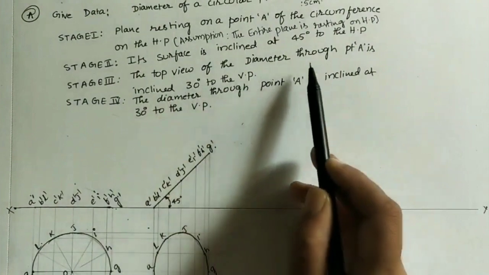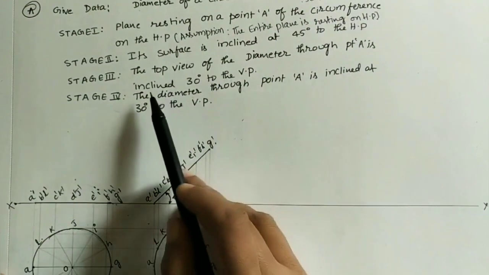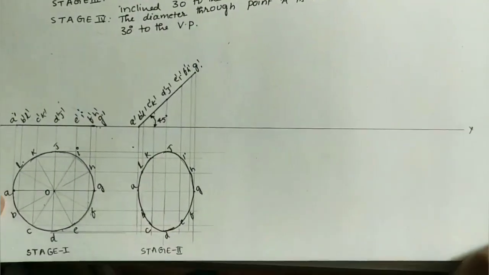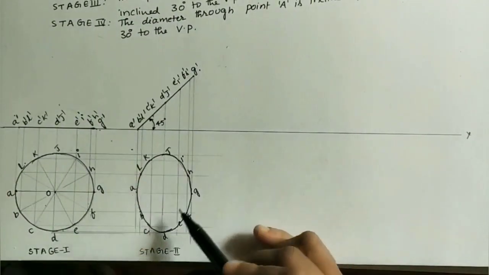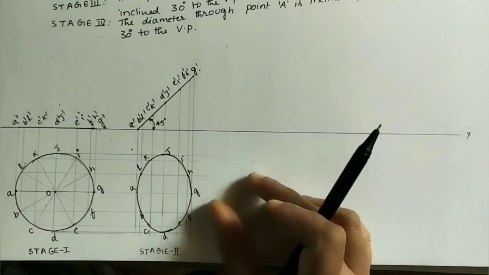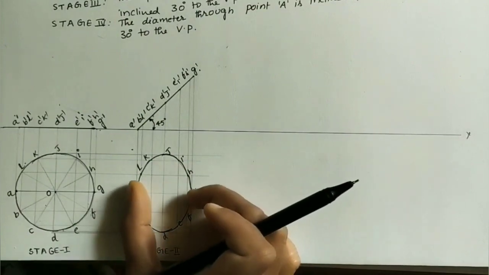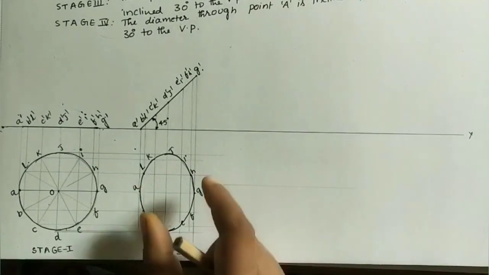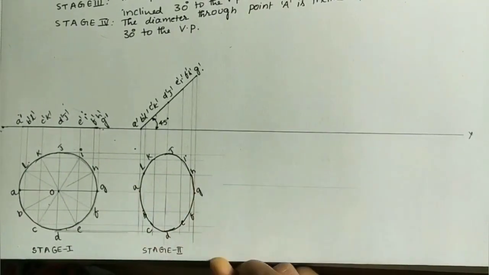The top view of the diameter through point A is inclined at 30 degrees to the VP. So at A point, whatever top view is coming, it is inclined at 30 degrees to VP. Whatever this diameter is there, it is tilting 30 degrees with the vertical plane. Here the same top view is tilting 30 degrees with VP.